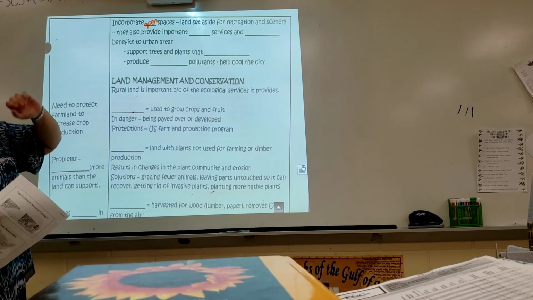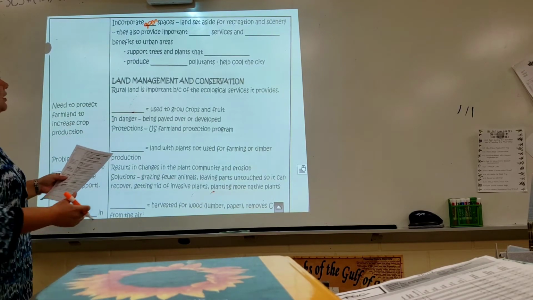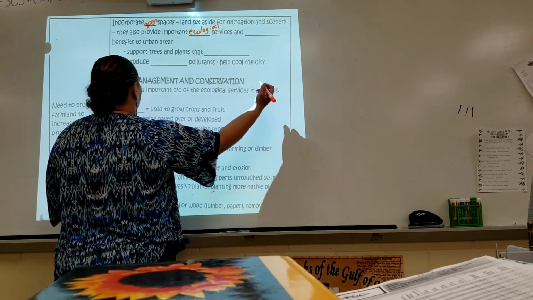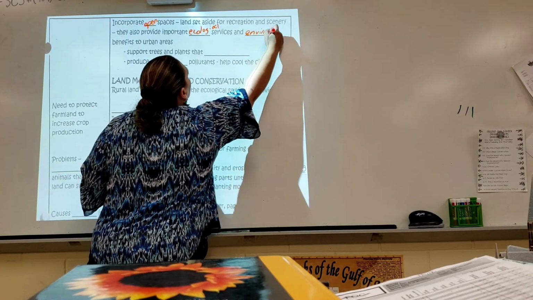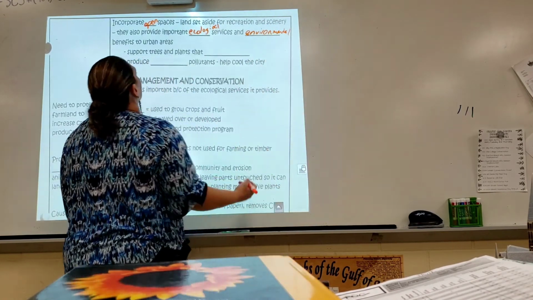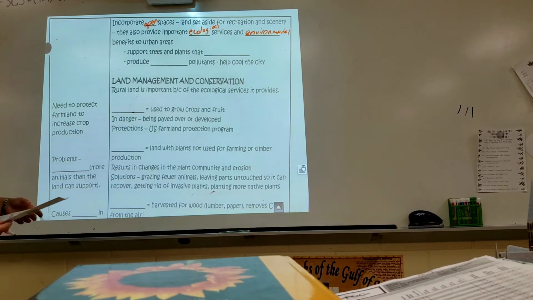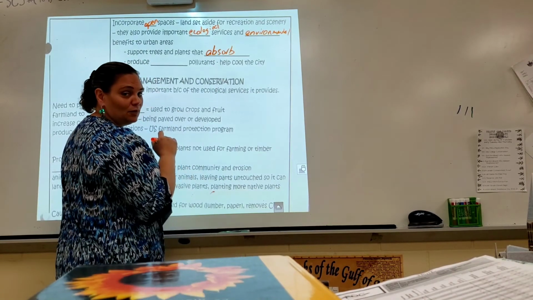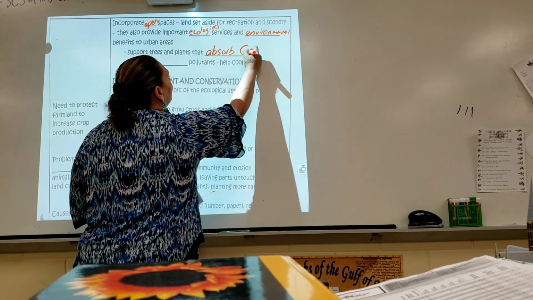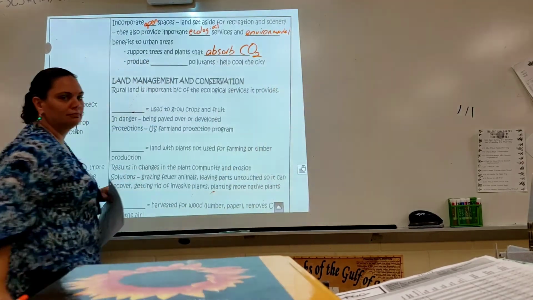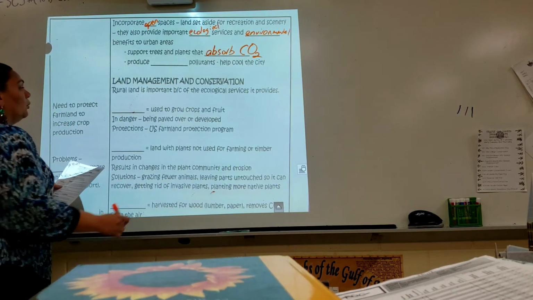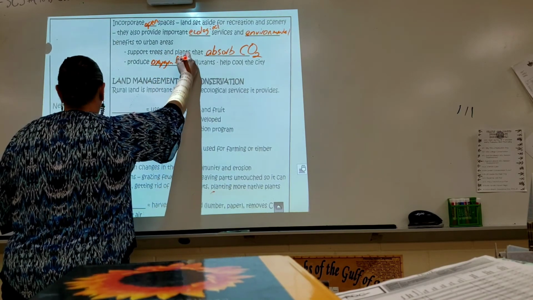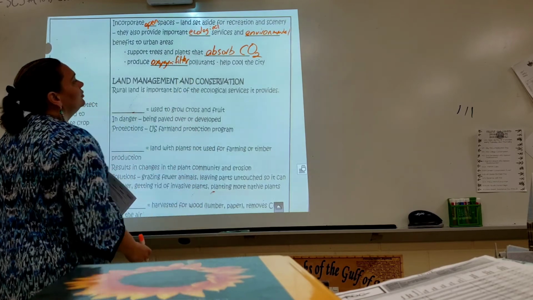The more we have that, the better, because it provides important ecological services and environmental benefits to urban areas. They support trees and plants that are going to absorb our what, you guys? CO2, right? Carbon dioxide. We're trying to produce oxygen, filter pollutants, and help cool the city.